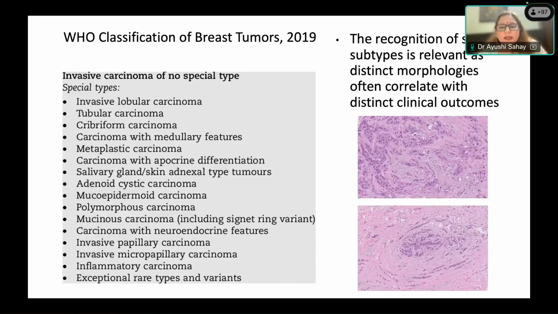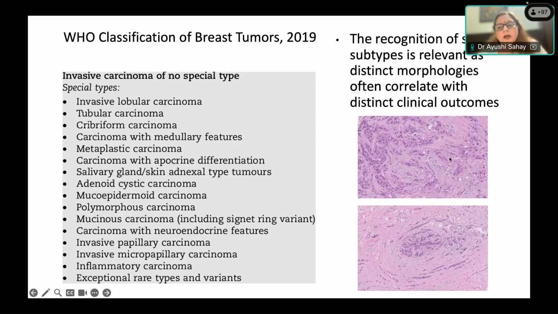In this particular case, as you saw, the areas had a proper single file pattern, and this is what is known as the targetoid pattern, but there were also solid areas. If you get a core in which you have mostly solid areas, you might miss this targetoid pattern or even the single file pattern, and then you might end up calling it a no special type without any particular testing done for it.